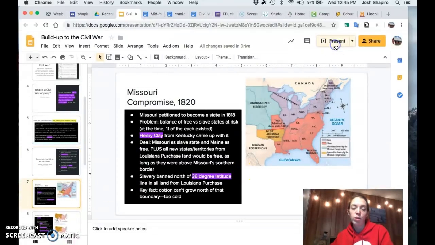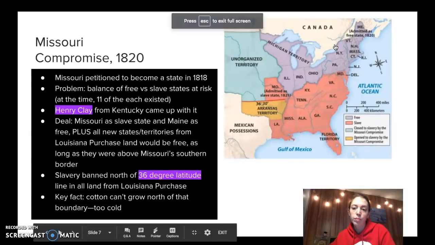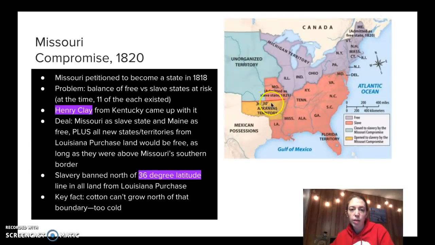Alrighty, so here we go. I'm going to put this in present mode so you guys can see this a little bigger. Okay, so on this map, this line right here is where a major compromise was made when Missouri was being admitted as a state into the Union. Missouri and Maine were basically admitted at the same time in 1820, and that was a compromise. Maine was admitted as a free state, Missouri as a slave state.